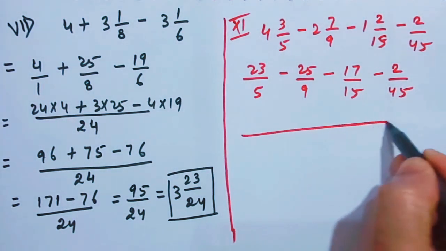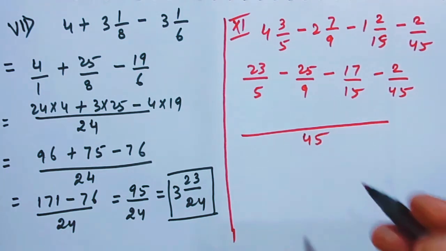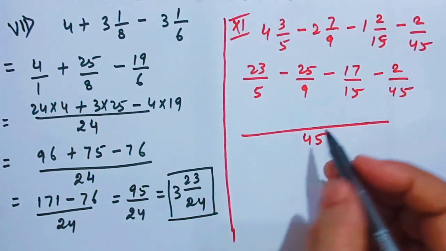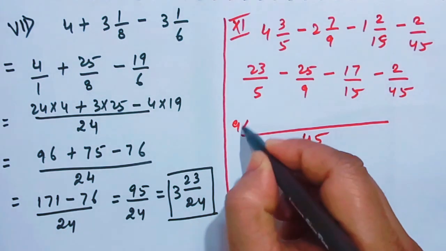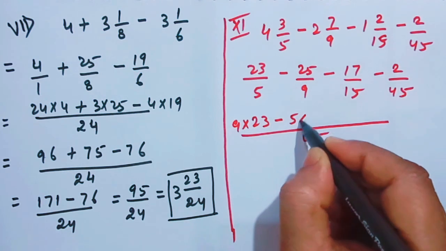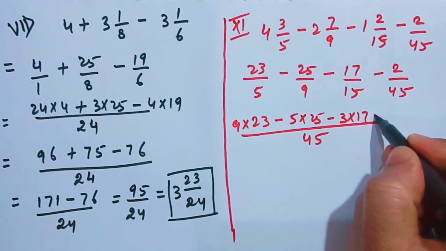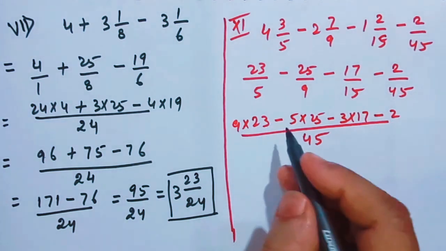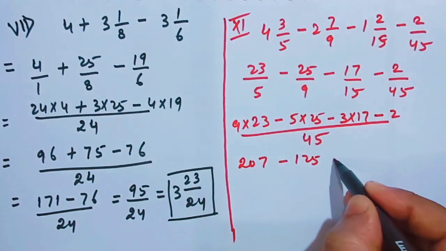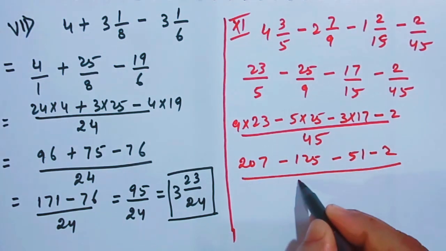So that is why, let me do it beautifully, because someone said, sir, your writing is very good. See, 45 divided by 5 is equal to how much? 9. So 9 times 23 minus 5 times 25 minus 3 times 17 minus 2. So son, how much will 9 into 23 be? 207 minus 125 minus 51 minus 2 by 45.